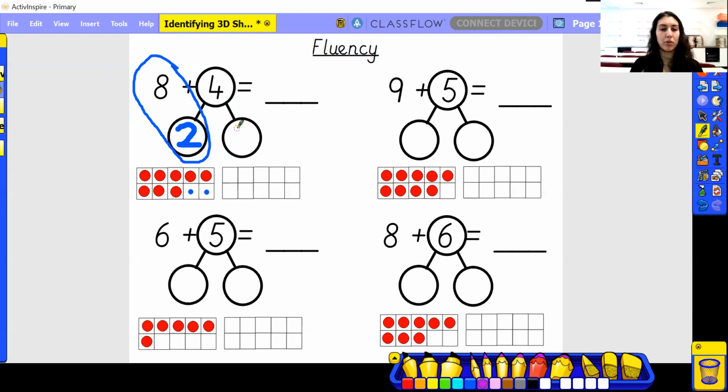So how many more do I need to add? Well, I've already got 2, 3, 4. I needed to add 2 more to be able to add my whole 4 in total. So what I did is I did 8 plus 2 because I know that equals 10, and then I added 2 more, and 10 plus 2 equals 12.